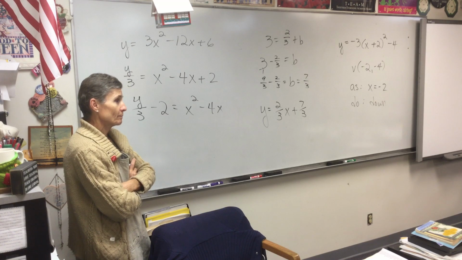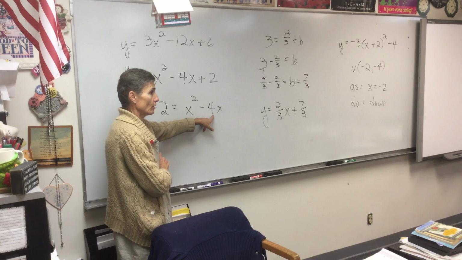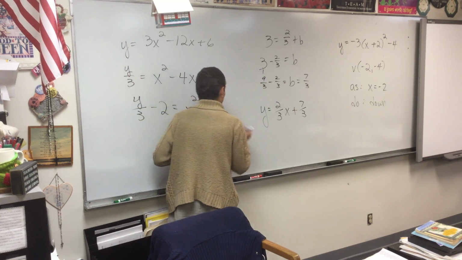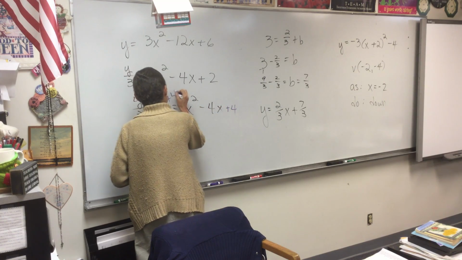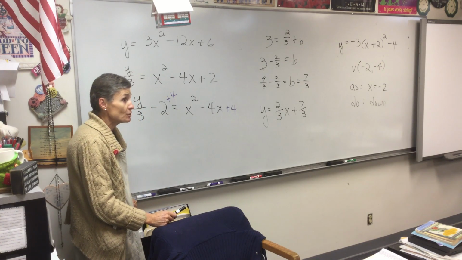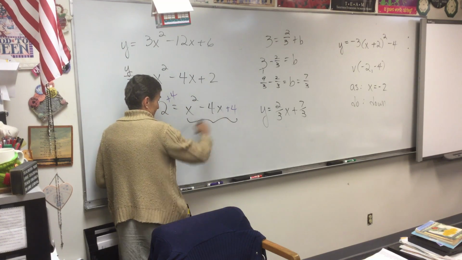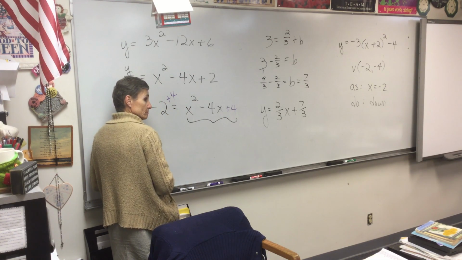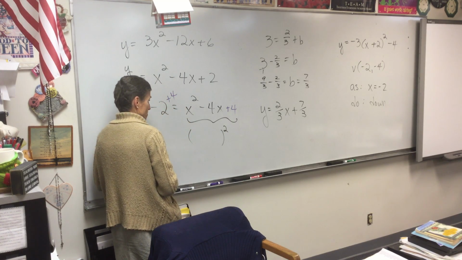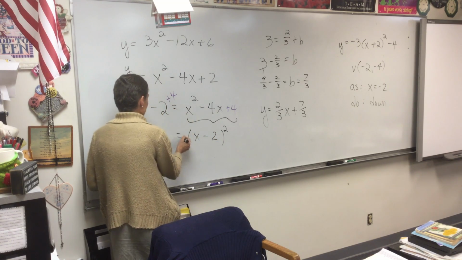All right, how do we complete the square? Half of 4 is 2, and 2 squared is 4. So I'm going to add 4 to both sides. Now, why did I do that? What's special about this? It factors into what? A perfect square. Which is, for this problem, x minus 2. Very good.